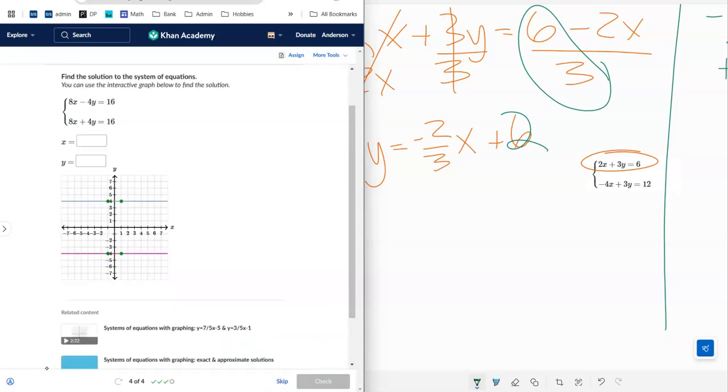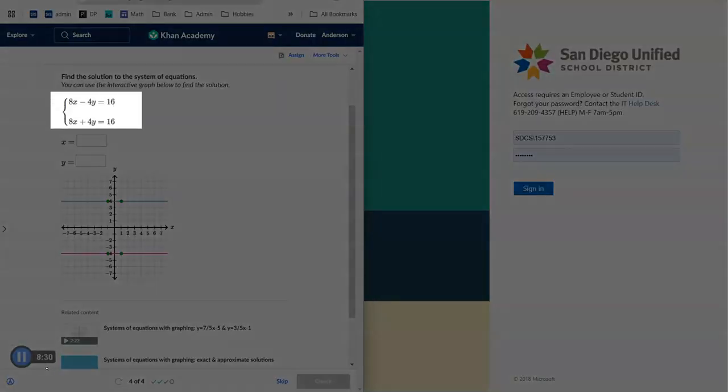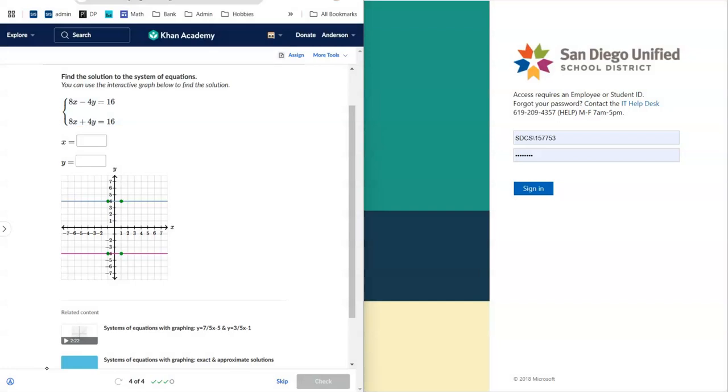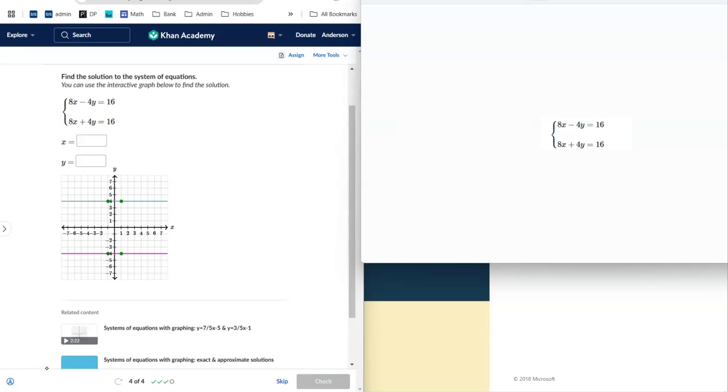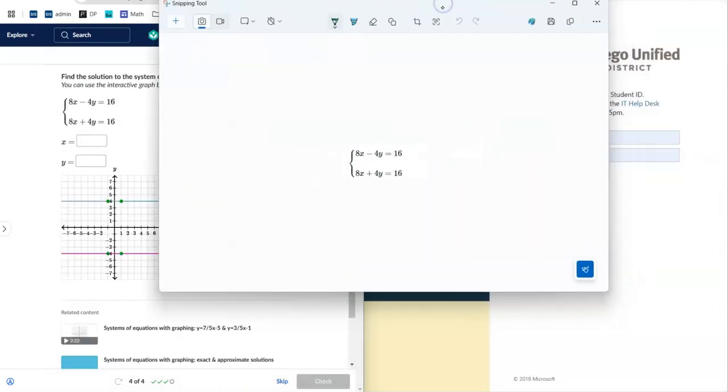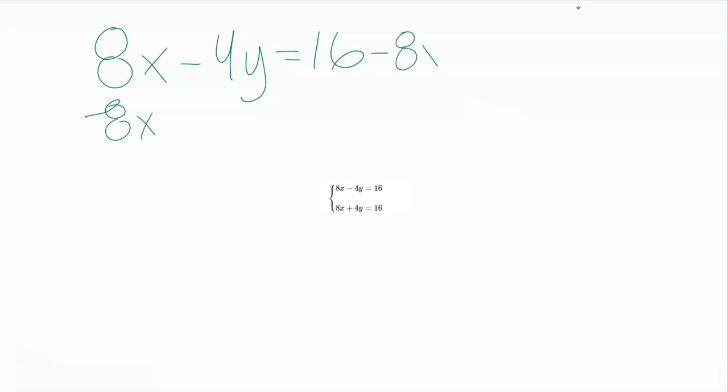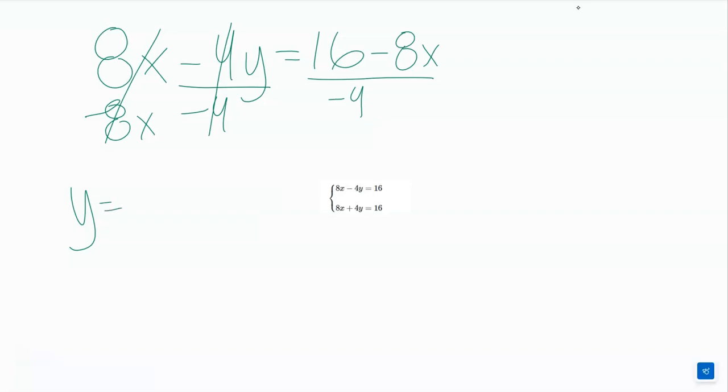Okay, let's do one more really quickly together, just for more practice for you all. So the first one, 8x minus 4y equals 16. Subtract 8x. And then divide by negative 4. So y equals negative 8 divided by negative 4 is 2, x, and 16 divided by negative 4 is negative 4.